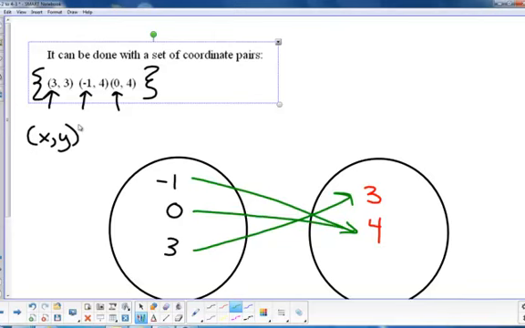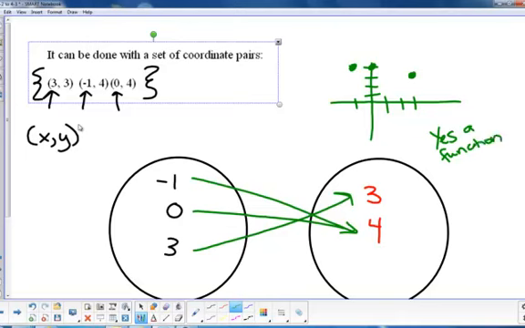So that 4 repeats. If you think about what this would look like on a graph, 3 is 3. -1 is 4, and 0 is also 4. So this is a function. For every x value, there is a y value. The y does repeat, but that's still a function.